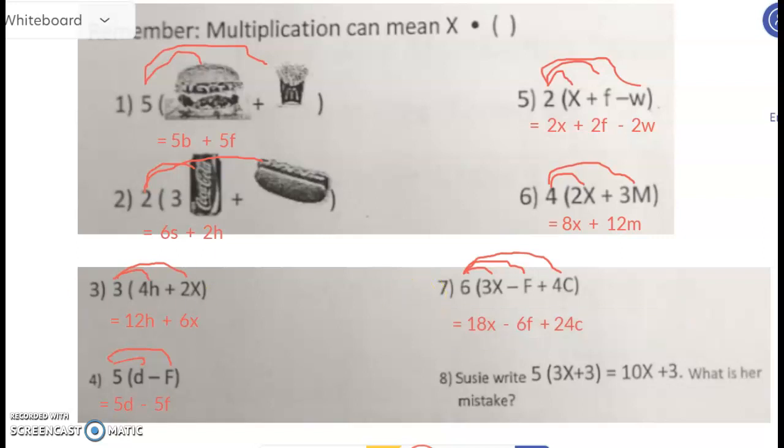All right, if you take a look at this bottom number 8, you're going to see that Susie writes this 5 times the quantity of 3x plus 3, and then she gets 10x plus 3. And it says, what is her mistake? So we know she made at least one, if not more than one. So you're going to draw happy rainbows to be able to distribute 5 times 3x and 5 times 3. What would you get if you did 5 times 3x and 5 times 3? You'd put a plus sign in between. What did she do wrong here, and did she perhaps do something wrong here? Check that out and see what you think.